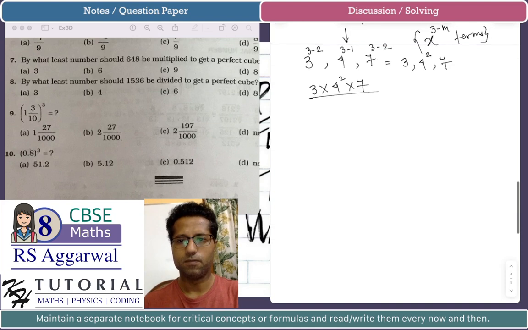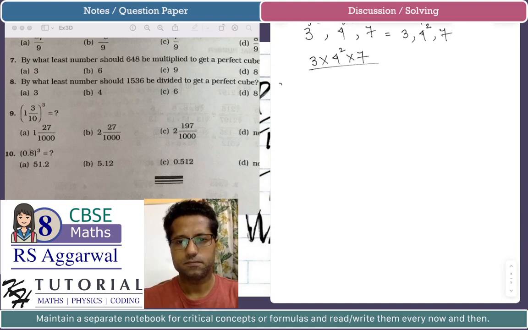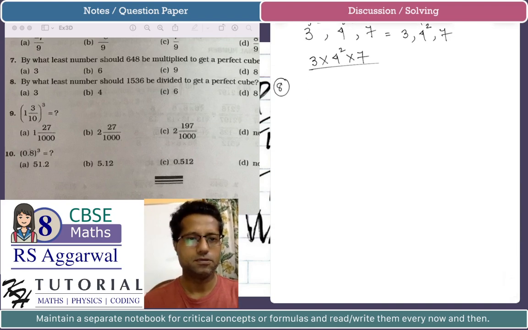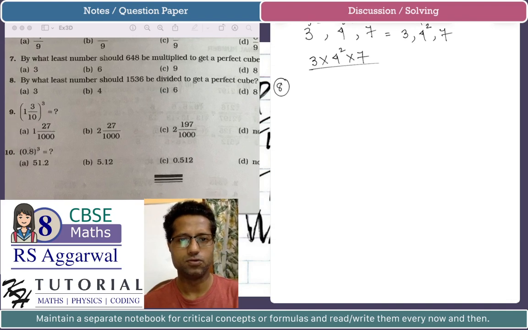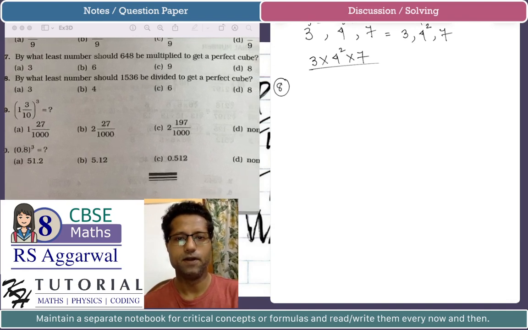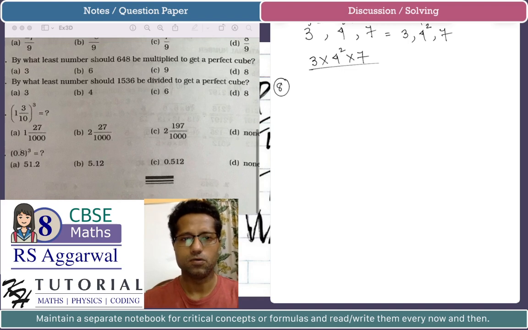Let's do problem number 8. Problem 8 is: by what least number should 1536 be divided to get a perfect cube? Okay, so the number given is 1536.